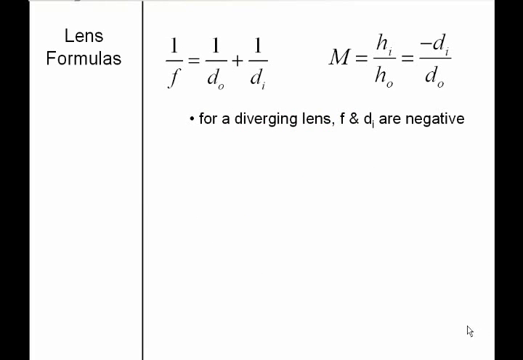The lens formulas are the same for lens and mirrors. And this condition for the diverging lens and the diverging mirror, F and Di, are also negative because they're on the wrong side of the lens.